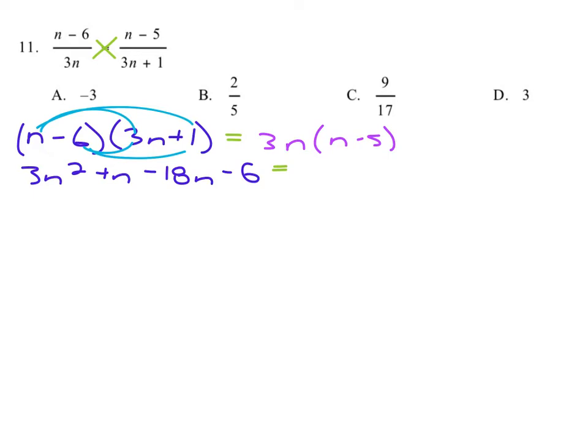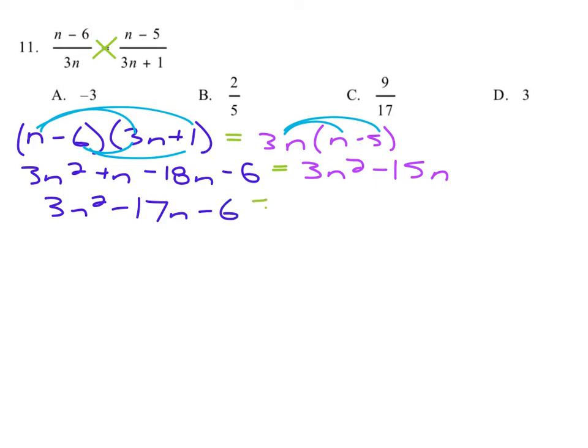Equals, and now I'm going to just distribute this. We're not foiling because 3n is a monomial term. We're just multiplying like that. And we get 3n squared minus 15n. Yeah? And let's combine like terms. On this left-hand side, we've got a positive n and a negative 18n. So we get 3n squared minus 17n minus 6 equals 3n squared minus 15n.